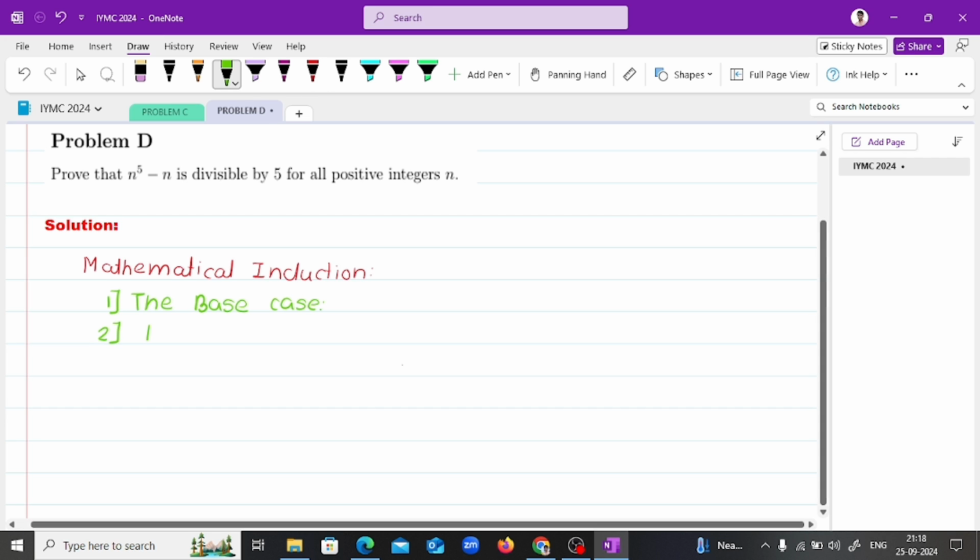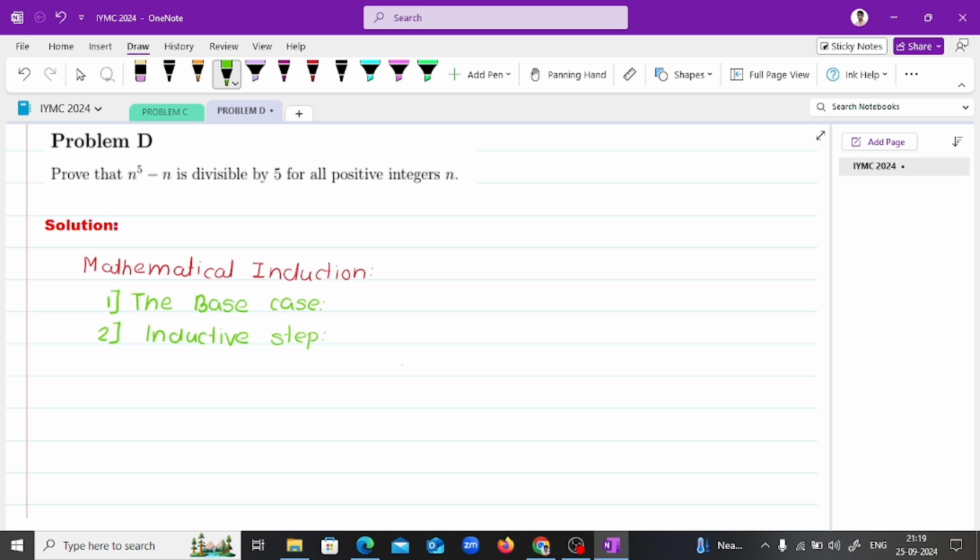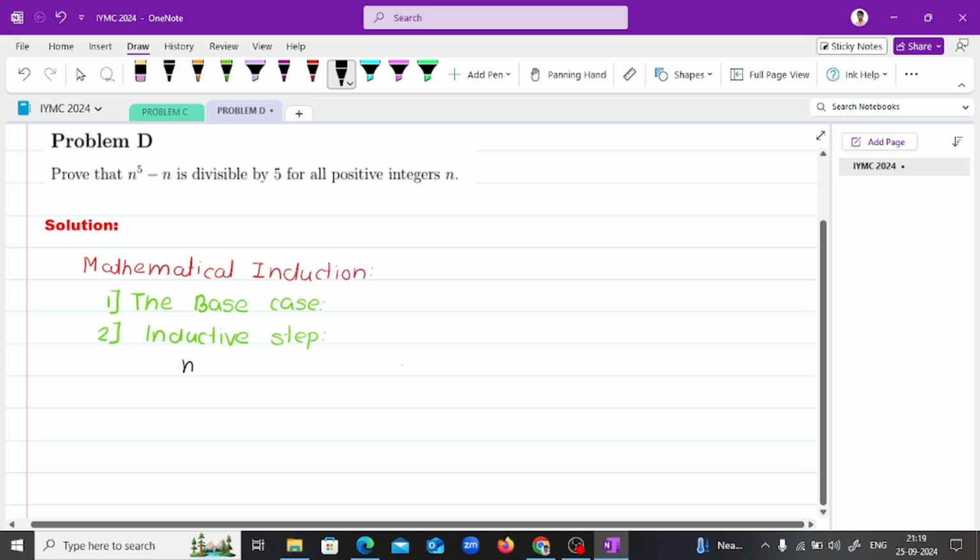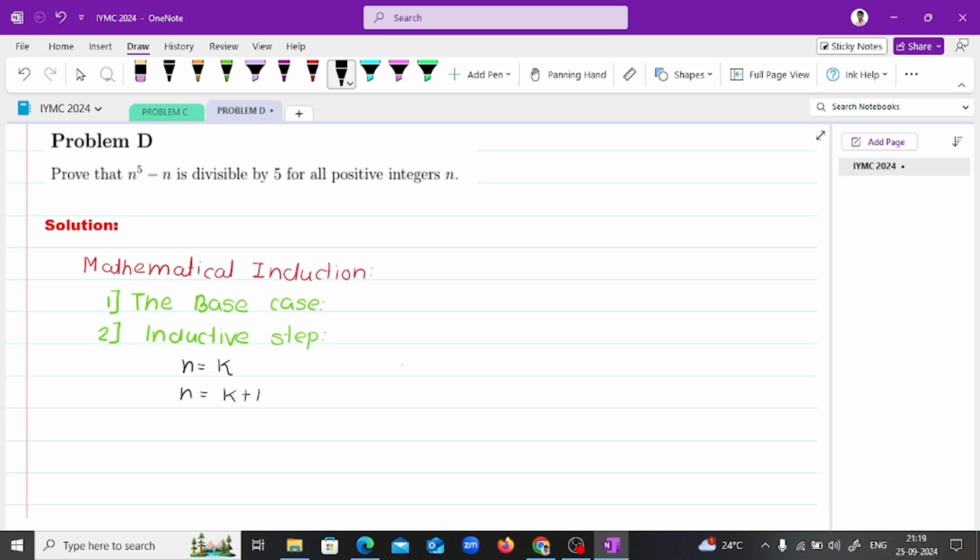Inductive step. In the inductive step, we assume the statement holds for a particular value, and such an assumption is called the induction hypothesis, and we try to show it is true for the next value. For example, if we assume that the statement is true for n equal to k, then we try to prove it for n equal to k plus 1, and if the statement is true for n equal to k plus 1, then with the help of mathematical induction we can say that it is true for all positive integers n starting from the base case. Okay, so this was the short information about mathematical induction, so we will not get deep into it.